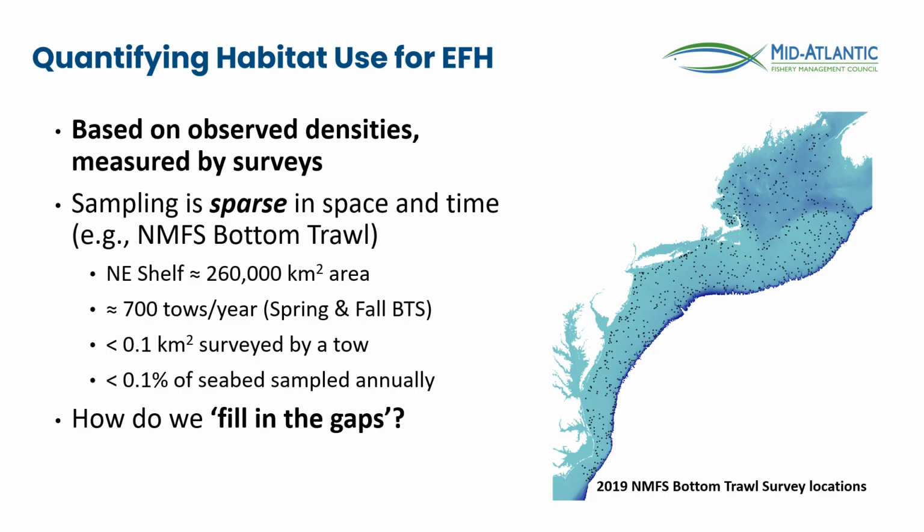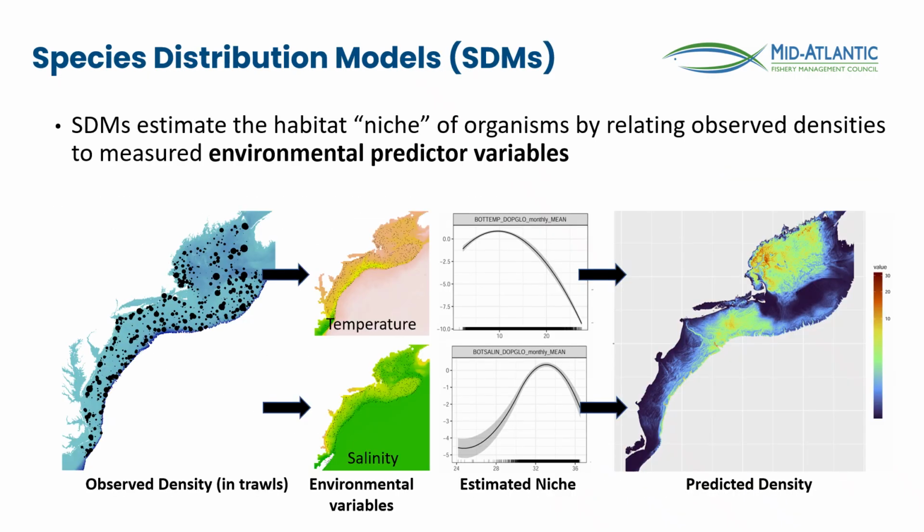To develop a more holistic picture of what true animal distributions look like, we need to try and fill in the gaps between these sparse data points. Species distribution models, or SDMs, are a commonly used statistical approach that relates observed patterns of abundance, for example, in fishery surveys, to environmental conditions at the time and place that animals are captured.